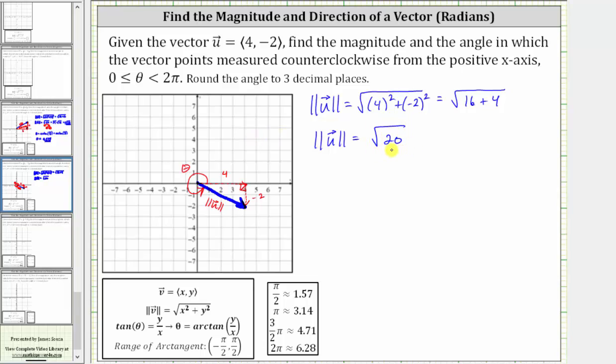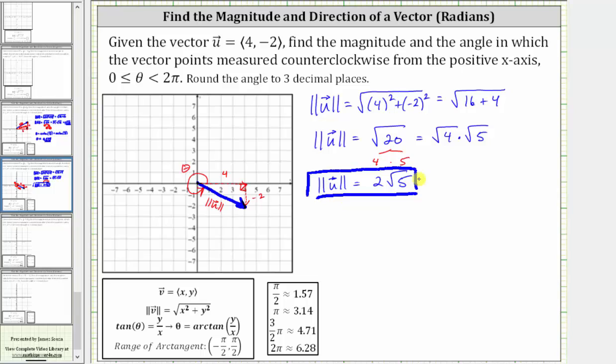This will simplify if 20 has any perfect square factors, and since 20 is equal to 4 times 5, where 4 is a perfect square, this will simplify. The square root of 20 is equal to the square root of 4 times the square root of 5, and the square root of 4 is equal to 2. The exact magnitude in simplified form for vector u is equal to 2 square root 5.